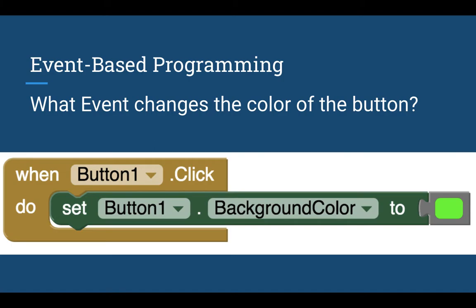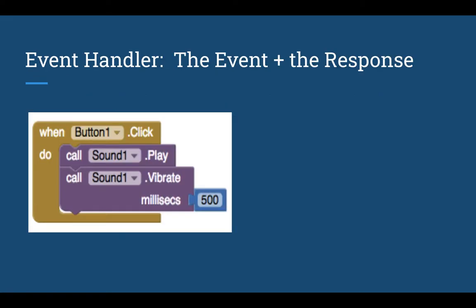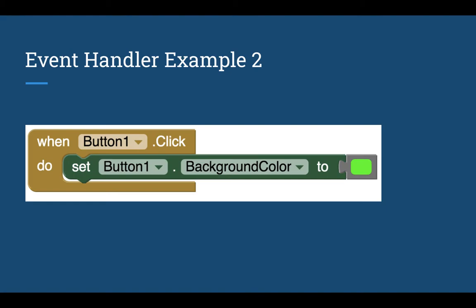So from a really simple perspective, what event changes the color? Obviously it's the button. The event is the button being clicked. The response is setting the background color of that button. Those two things together, that's the event handler. Another example of an event handler, we have a button being clicked, sound being played, and a vibration, or I guess the phone is going to vibrate. So those 2 blocks are the response. The button being clicked is the event plus the response is the event handler. We've seen this example, button clicked, that's the event. The background color changing, that's the response, together it's the event handler.